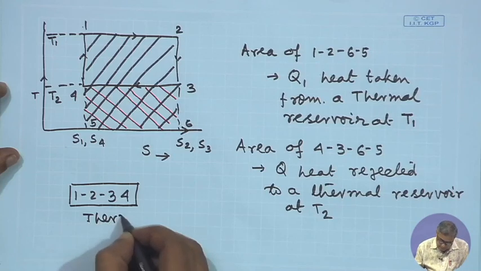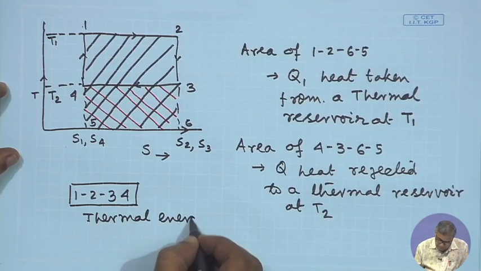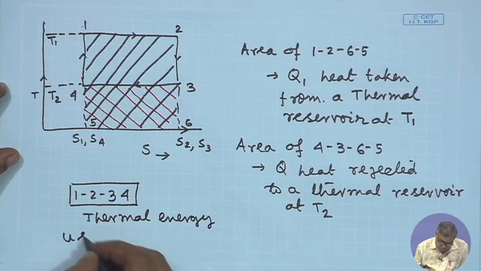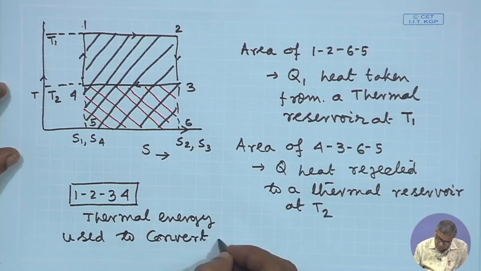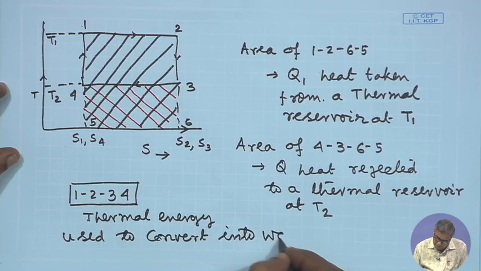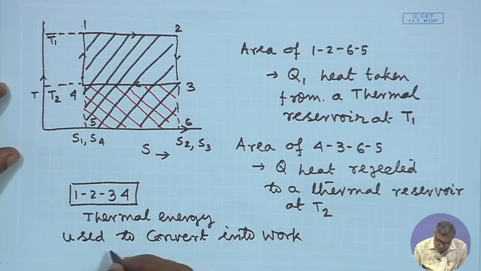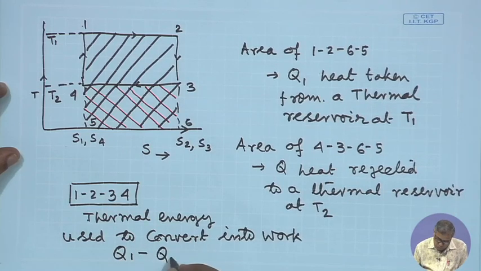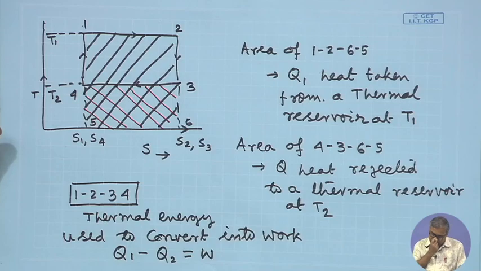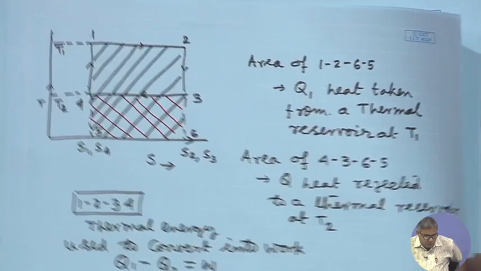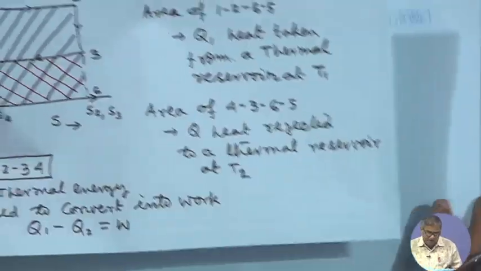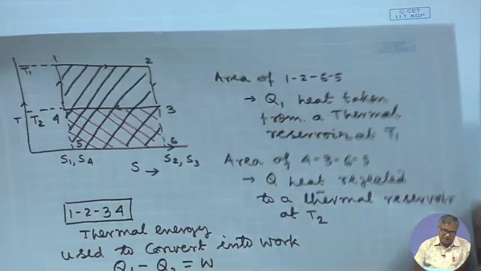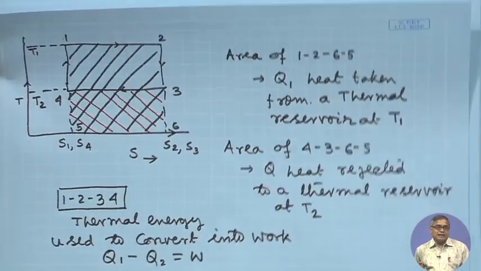the thermal energy used to convert into work, that is equal to Q 1 minus Q 2, or W. So, this is a very useful concept which we can get from the TS diagram, and obviously by utilizing the concept of the ideal cycle.